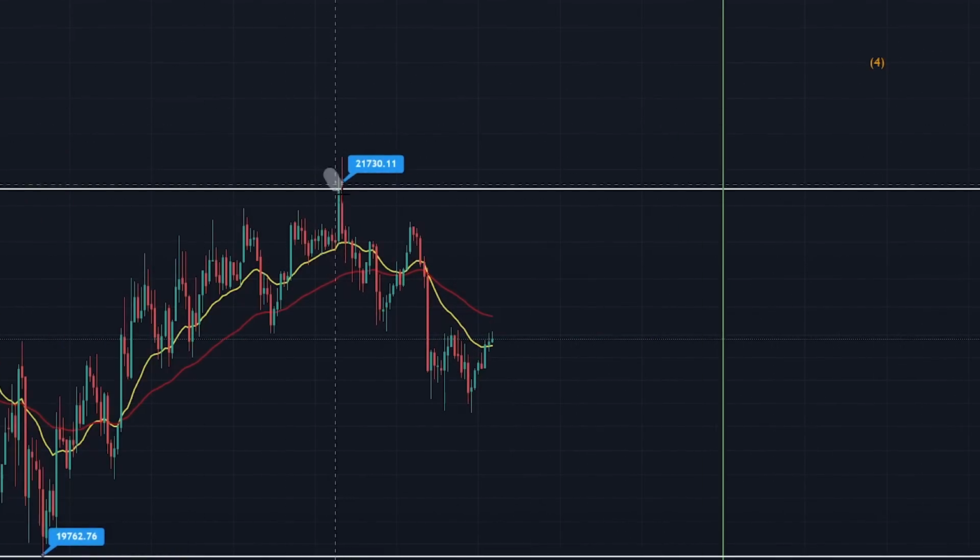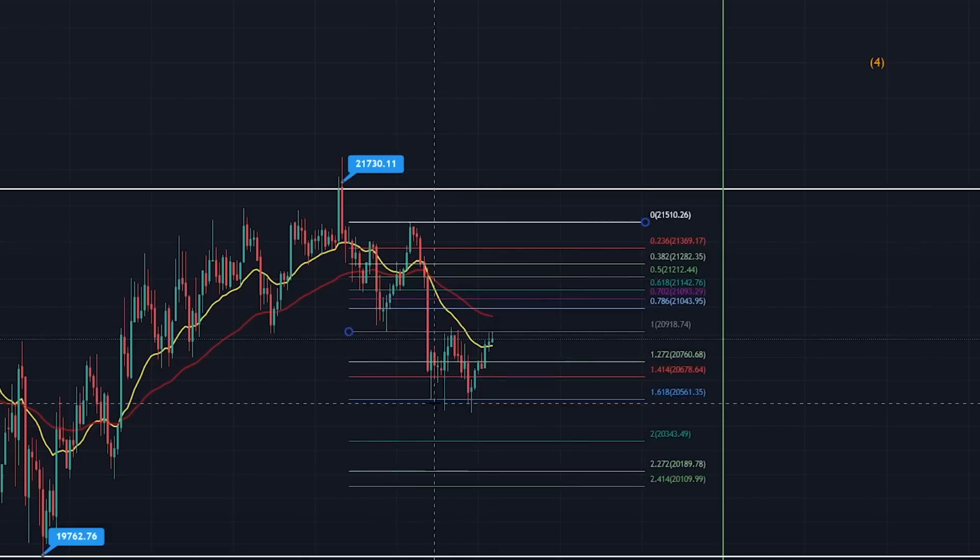So basically what you've done, you've come down in an A leg, come up in a B leg, and then you've had your C leg drop. It's called an ABC zigzag correction. And look at that, 1618, 1618, 3 touches of it. So that's a perfect ABC correction if ever I've seen one.